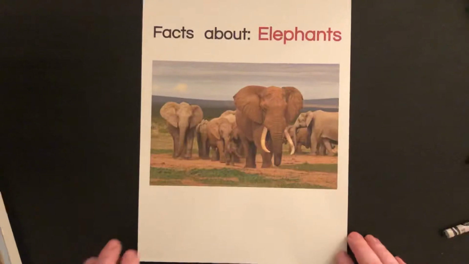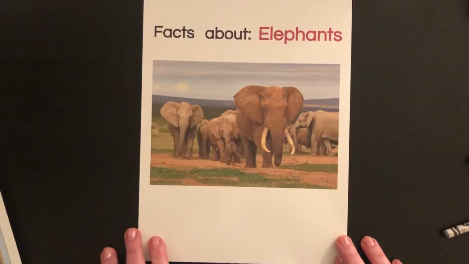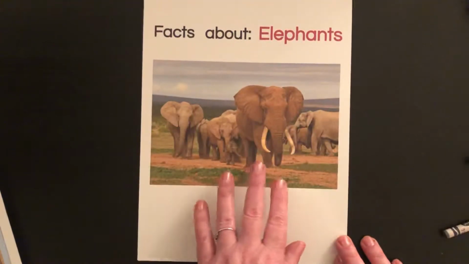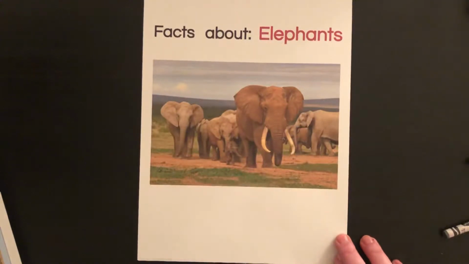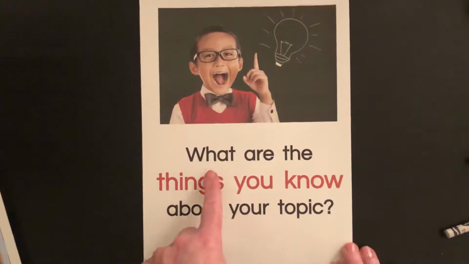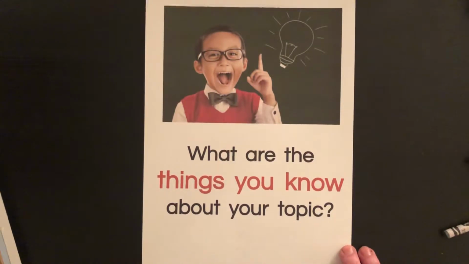This week we are writing about elephants. We are doing information books and we are teaching others everything we know about elephants. So that is the first thing that we do when we write an information book. We ask ourselves, what are the things you know about your topic? And remember, our topic is elephants.